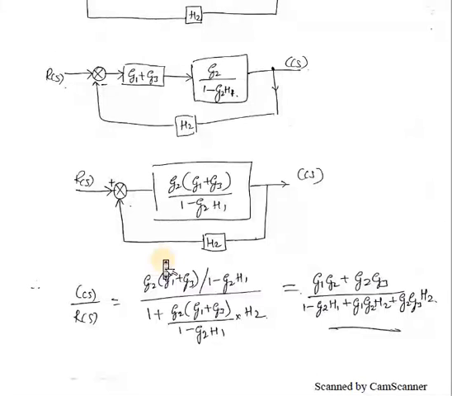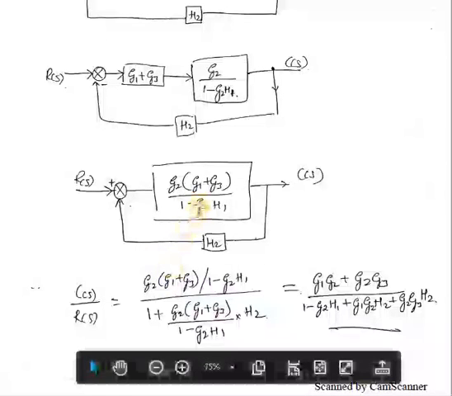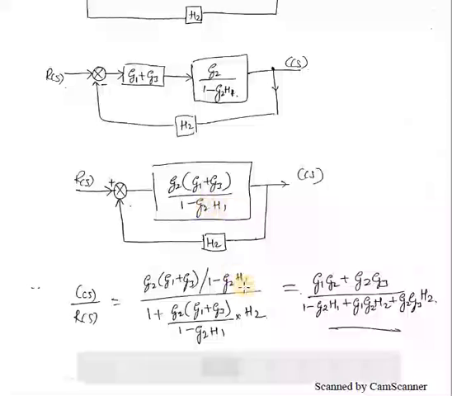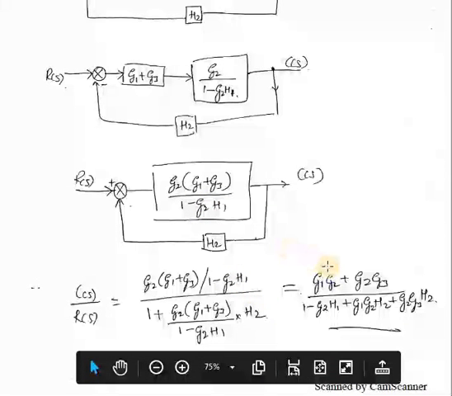So write the canonical equation: in the numerator this term, divided by 1 plus, because here it is fed with the minus sign, numerator term into H2. Once you simplify that, you will get the transfer function as G1 G2 plus G2 G3 divided by 1 minus G2 into H1 plus G1 G2 H2 plus G2 G3 into H2.